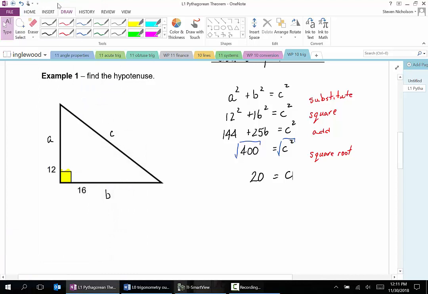So this is the way we're going to do problems all the time. We're going to plug in the numbers. We're going to get rid of the squares. In this case, we're going to add and take the square root. So here's one kind of triangle we have to be able to solve.